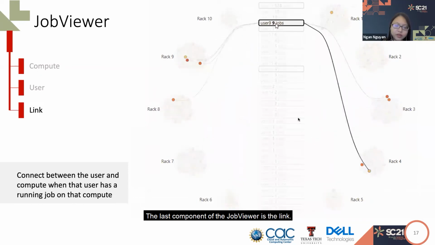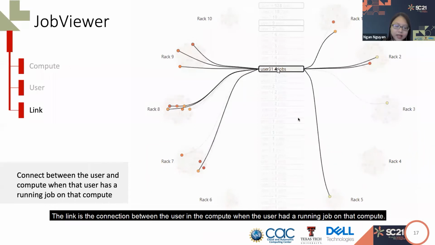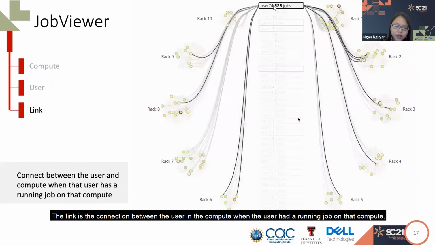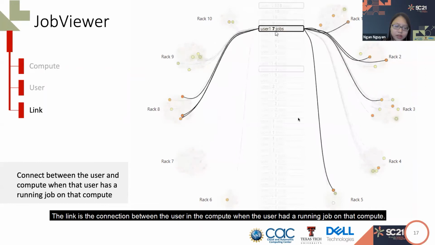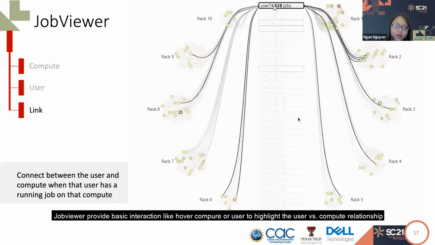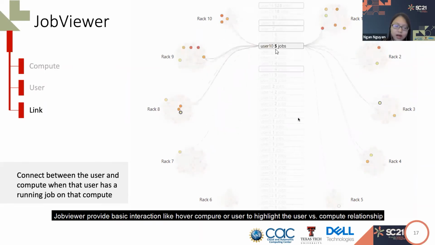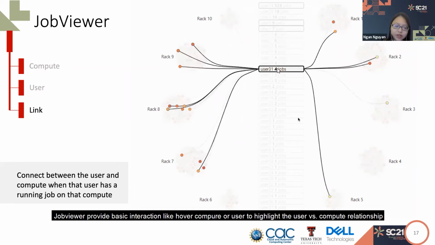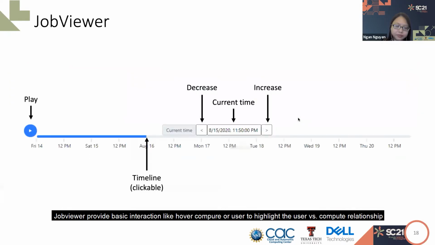The last component of the job viewer is the link. The link is the connection between the user and the compute when the user has a running job on that compute. The job viewer provides basic interactions like hovering over a compute or a user to highlight the user versus compute relationship. Users can control the time they are interested in seeing the snapshot. This menu can enable simulating the historical data from the existing records.